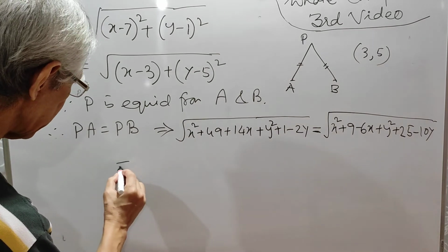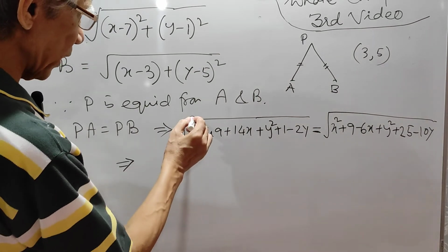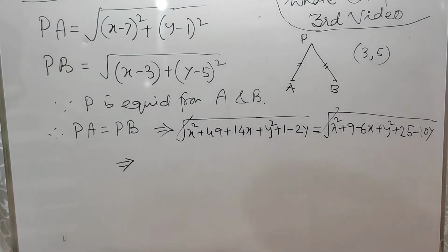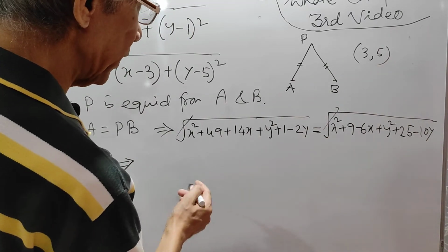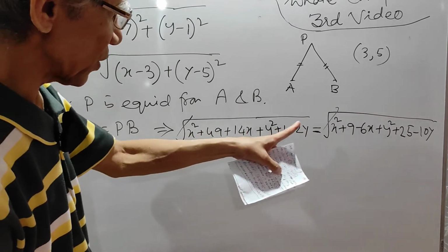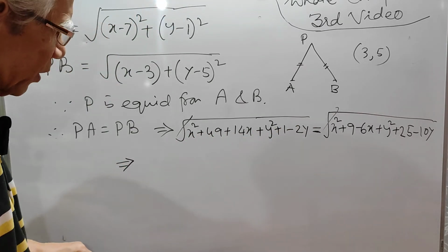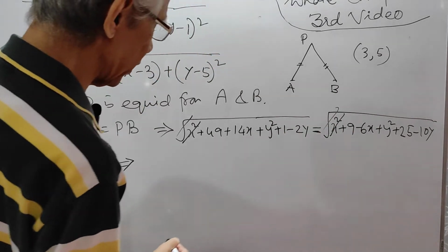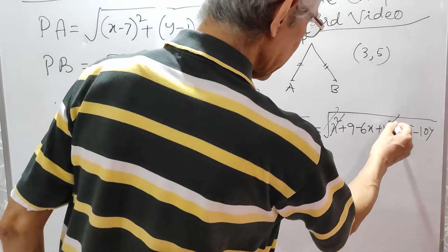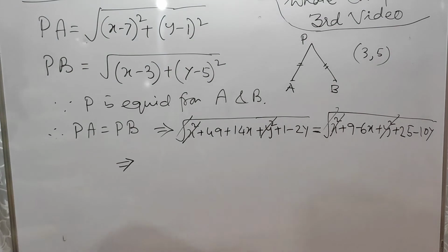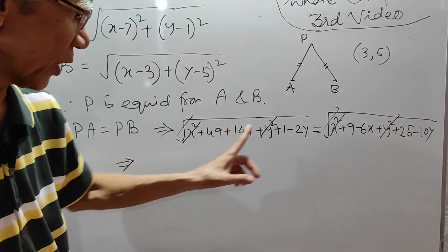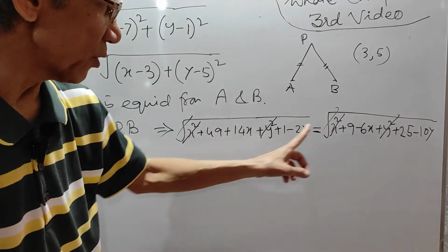So this gives equal to. Now this root we can cancel from both sides. Squaring both sides, the root will go. Then what will remain? X squared. So x squared cancels from both sides, y squared cancels from both sides. Just the equation rule: first the square goes away, then x squared from both sides goes away, y squared from both sides goes away.